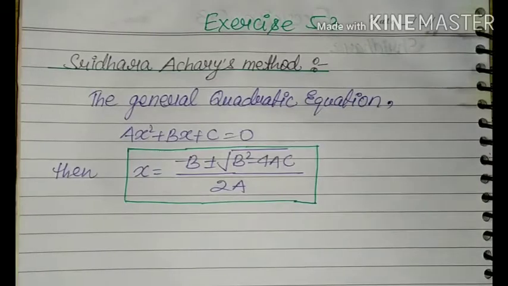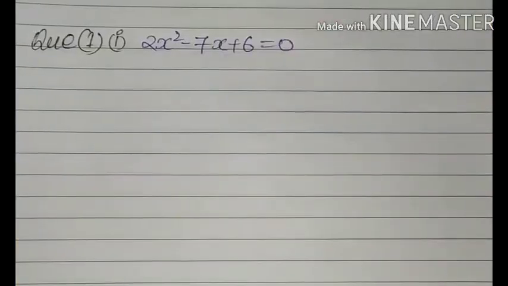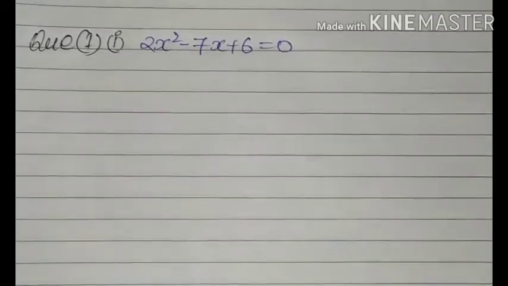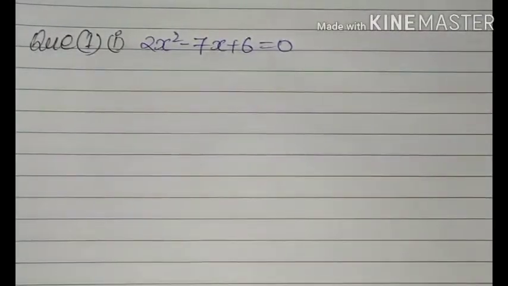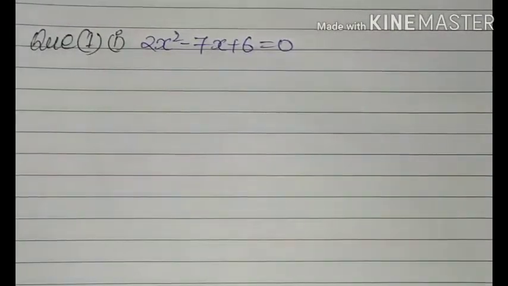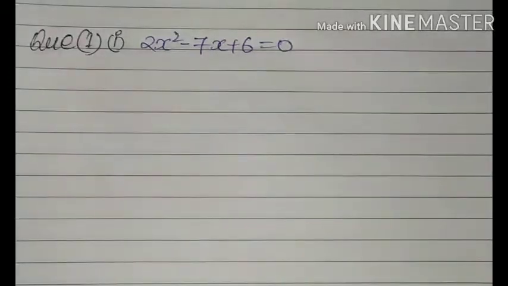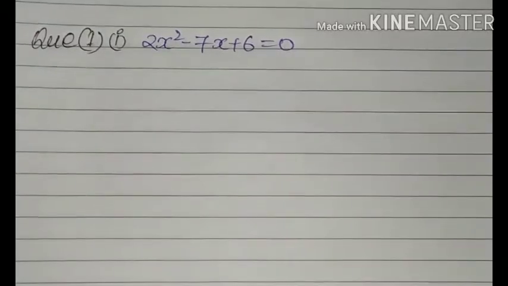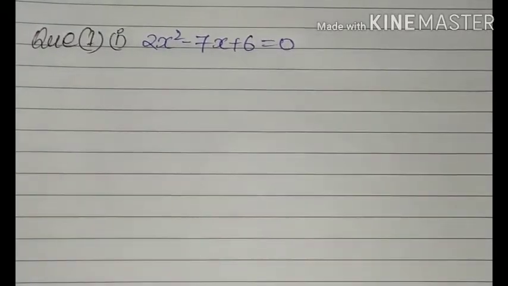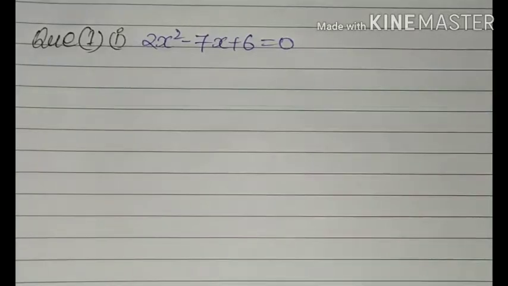Question number 1 of exercise 5.3. Okay guys, question number 1. 2x square minus 7x plus 6 equals to 0. We have to solve this quadratic equation by using the formula, and as you know, the formula is the Sridharacharya method, that is x equals to minus b plus minus under root b square minus 4ac upon 2a. Okay, first of all, we have to compare this formula with the standard general quadratic equation, ax square plus bx plus c.